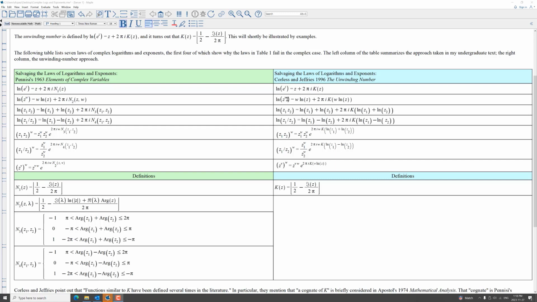Log of z to the w, does the exponent come down? Yes. Here's the adjustment. Notice that the adjustment uses the same function k. The argument's different, but it uses the same function k. Log of a product is the sum of the logs with this adjustment. What does the adjustment use? It's the same unwinding number function k.